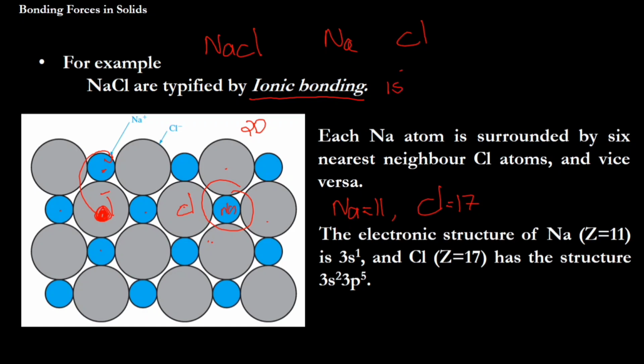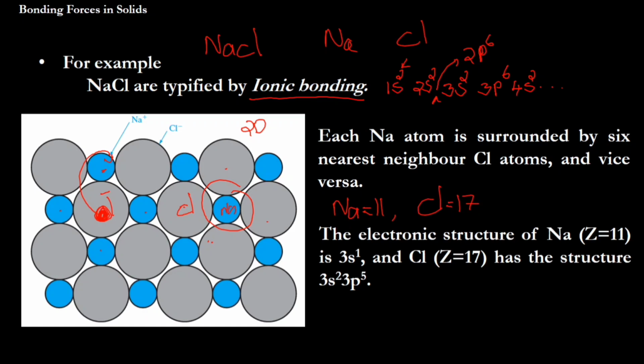I can write it as 1s2, 2s2, 2p6, 3s2, 3p6, 4s2, and so on. This is actually the number of electrons. An s orbit should have 2 electrons and a p orbit should have 6 electrons in order to get stability.